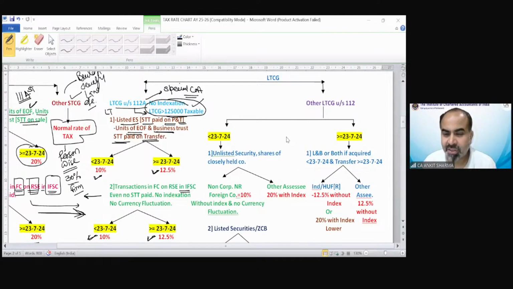Tanu is asking, sir, will only the amount by which capital gain exceeds be taxable, or the whole amount? Only the excess. Suppose our capital gain in 112A is 1,40,000. After 1,25,000, tax will be levied only on the balance 15,000.